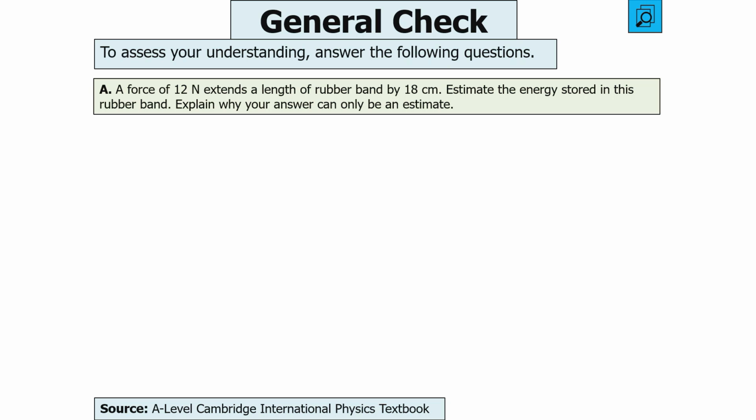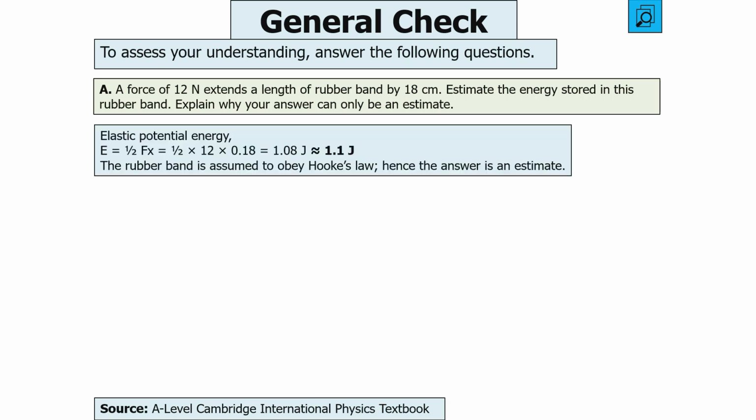A force of 12 newtons extends a rubber band by 18 centimeters. Estimate the energy stored in this rubber band. Explain why it can only be an estimate. So pause the video now, then unpause the video when you want to go through your answer. Right, the elastic potential energy is equal to a half Fx, so it's a half times 12 times 0.18, 18 centimeters into meters. That gives us 1.1 joules, and we're assuming the rubber band will obey Hooke's law.